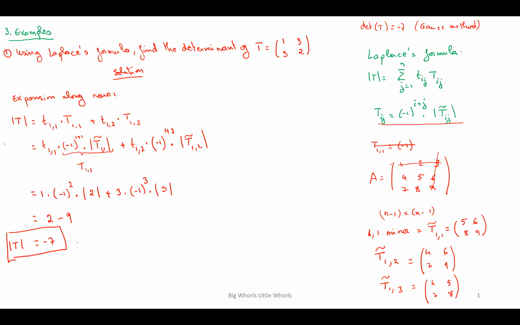So we got the same answer as using Gauss's method. You can find the determinant of a matrix either by using Gauss's method or by using Laplace's expansion formula. Let's now do the expansion for a 3 by 3 matrix. So question 2.